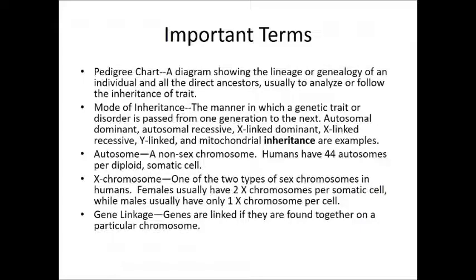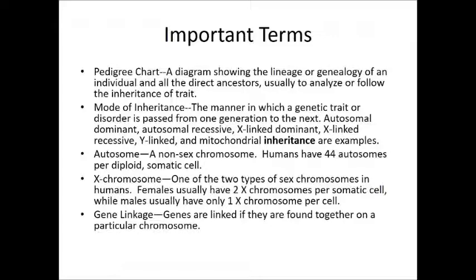One of the things you're going to be asked to do in this activity is to determine the mode of inheritance of a trait from a pedigree. The mode of inheritance is the manner in which a genetic trait or a disorder is passed from generation to generation. Some examples of modes of inheritance are autosomal dominant, autosomal recessive, X-linked dominant, X-linked recessive, Y-linked, and mitochondrial inheritance.